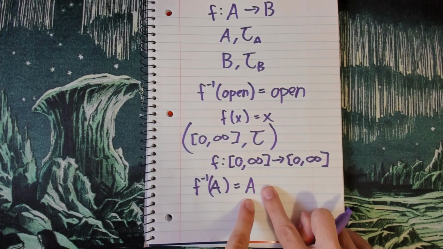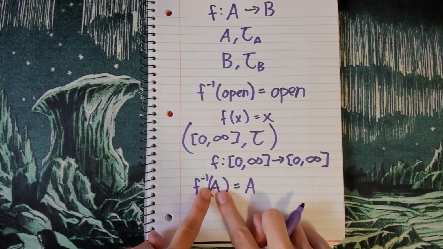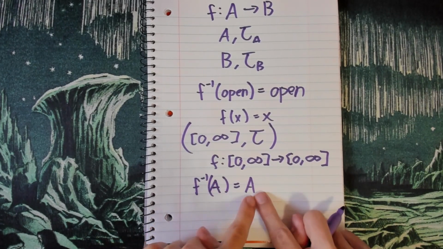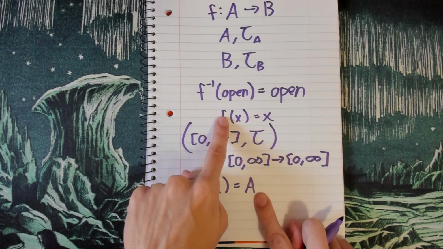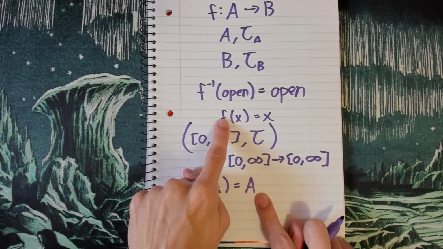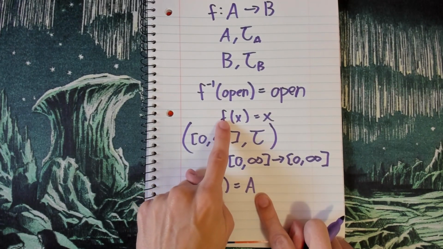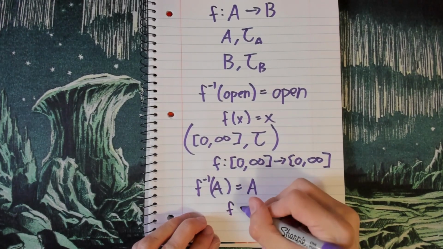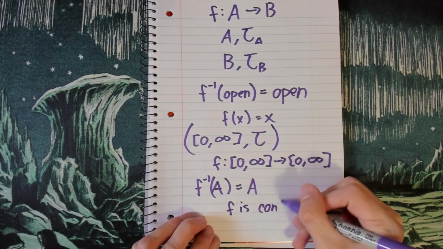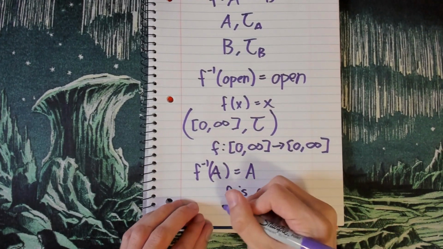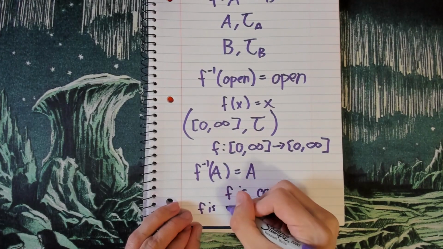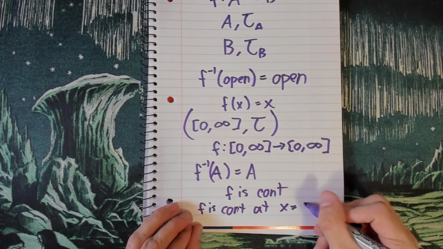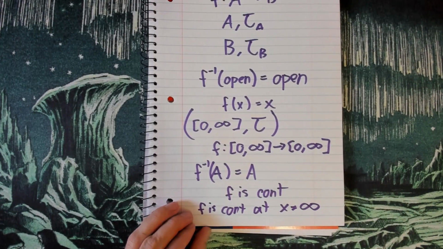And that's the only thing we require, right? If open goes to not open, that means A goes to not A. But no, A always goes to A. So in fact, the identity function from any topological space into itself is always going to be continuous. So we can indeed say that f is continuous, and in particular, f is continuous at x equals infinity.